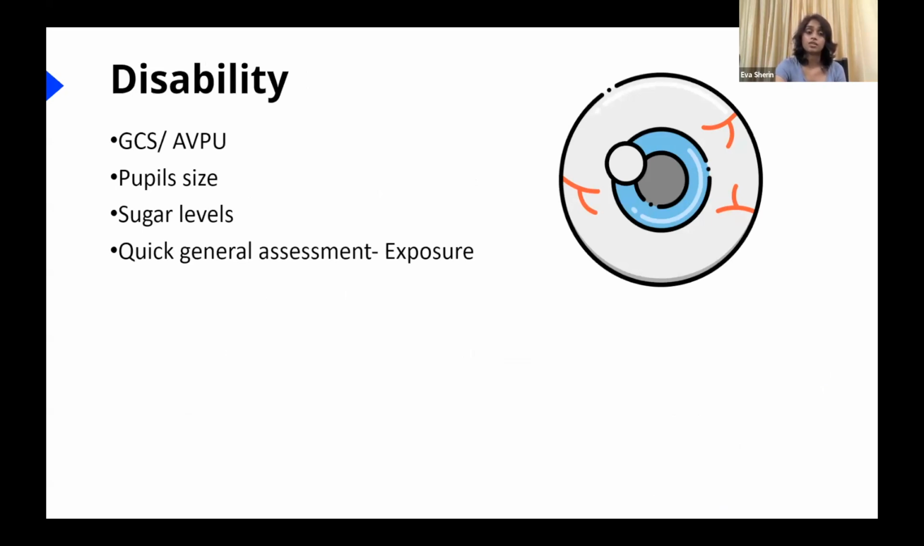Then yes, pupil size and sugar levels. Sugar levels is something that I think a lot of people forget. And a lot of times, like in seizures or even drowsiness, sugar levels is what the problem is.